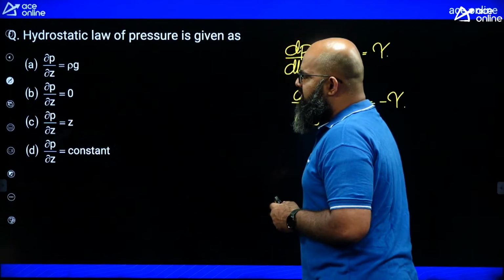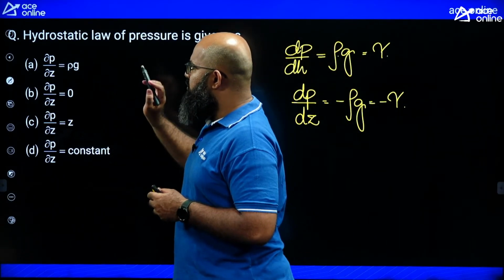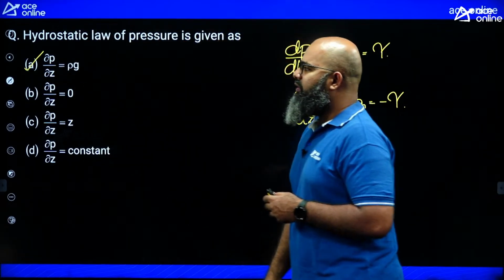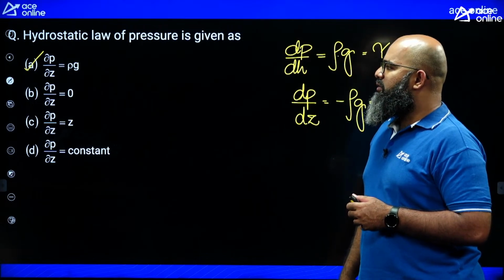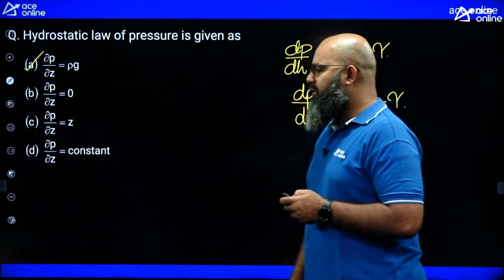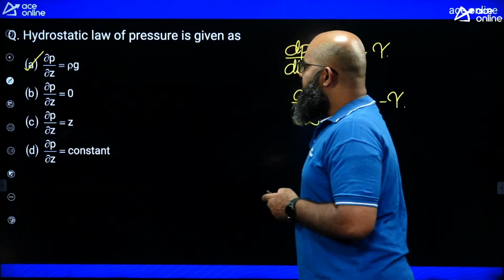Now if you see over here, we do not have minus rho g or minus gamma, so we will take plus rho g only. So dou p by dou z is equal to rho g. Option A is correct over here. I hope all these are clear to all of you. Moving further to the next question.